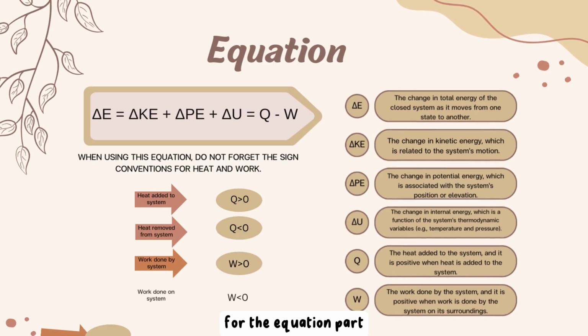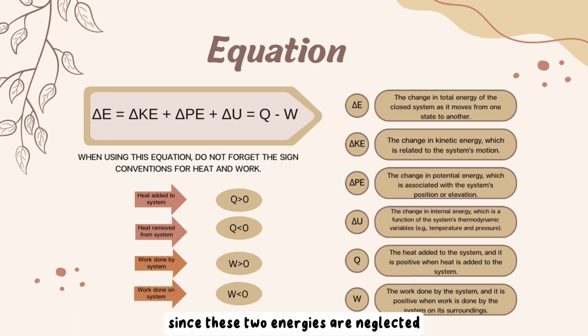For the equation part, we assumed delta KE is 0 and delta PE is 0, since these two energies are neglected. So the final equation will be delta U is equal to Q minus W. The change in internal energy tells us how much the total energy within the system has changed during a process, due to changes in temperature, kinetic energy, potential energy, or any other form of energy. The Q and W terms represent the energy transfer mechanisms.